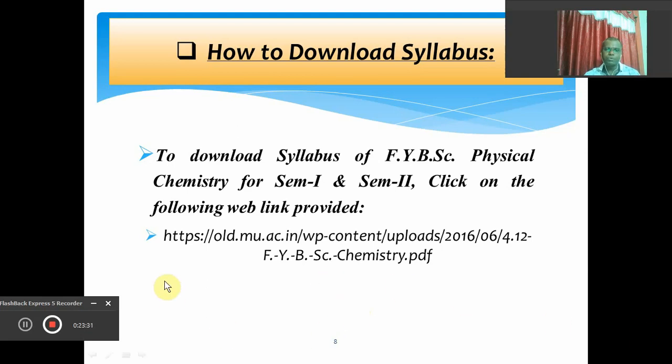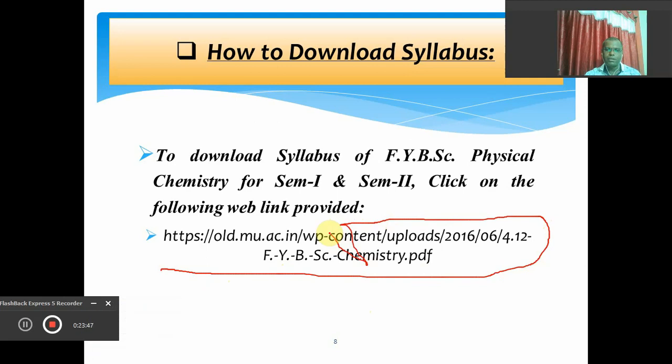But dear friends, if you want to download the syllabus of FYBSc for semester 1 and semester 2, then you can download the syllabus from the website of University of Mumbai by using this website. If you go to this website, then definitely you will be able to download the syllabus. So this is the website to download the syllabus of FYBSc in the subject of chemistry. It will have the syllabus of chemistry paper 1, chemistry paper 2, as well as chemistry practical for both semester 1 and semester 2.